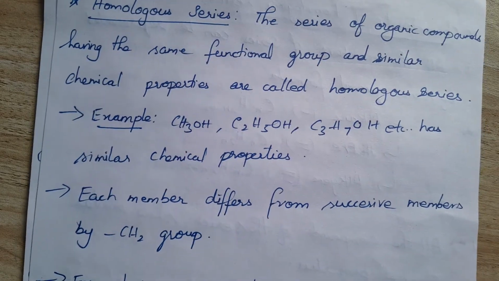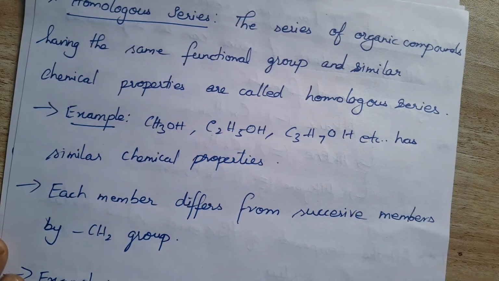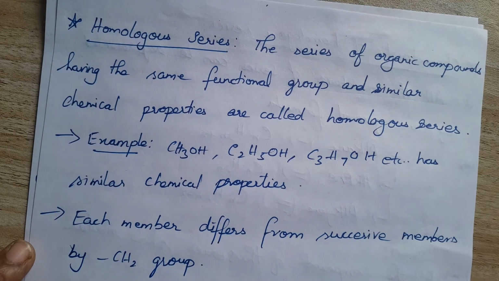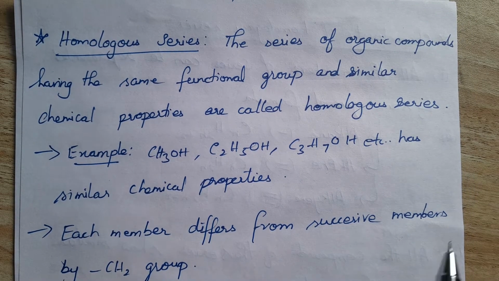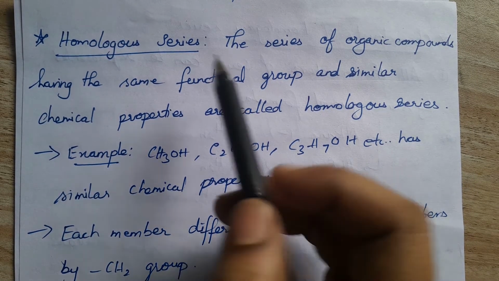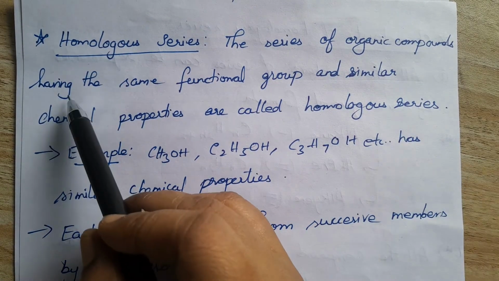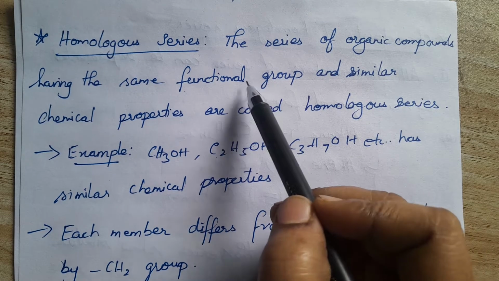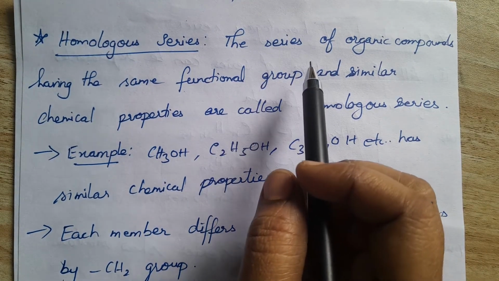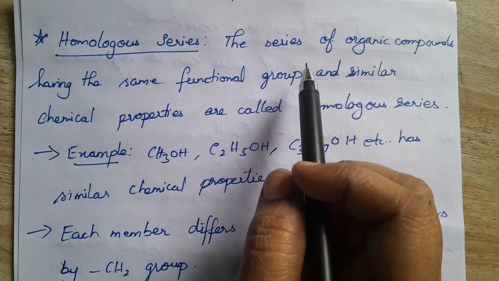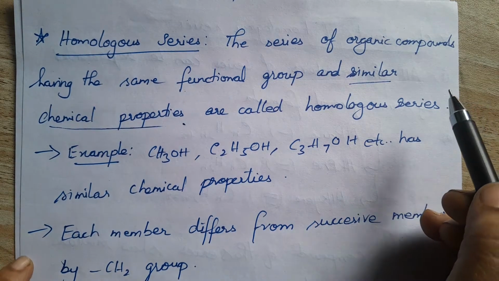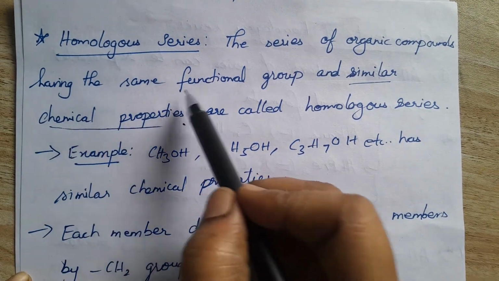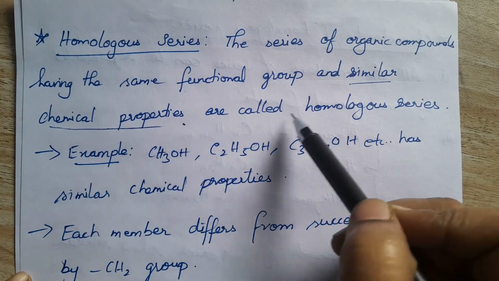Next, we have formed some functional groups, right? They can be written in the same pattern. Many elements can be formed, but they have a similar pattern as well as similar chemical properties. So homologous series: a series of organic compounds having the same functional group and similar chemical properties are called a homologous series. For example, OH means the alcohol family.